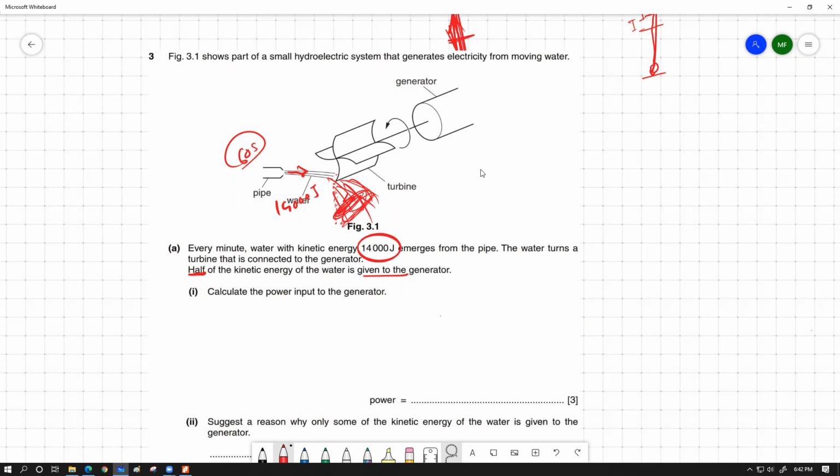So what is the power input to the generator? Power input means what? Supplied energy divided by time. The supplied energy will be how much? 7,000 joule divided by 60 second, and you calculate it and write the answer to 3 significant figures.